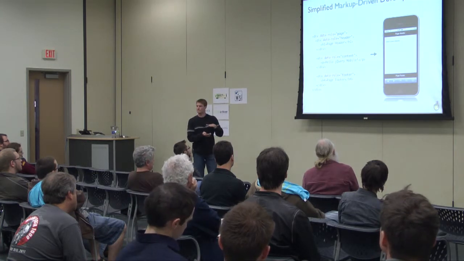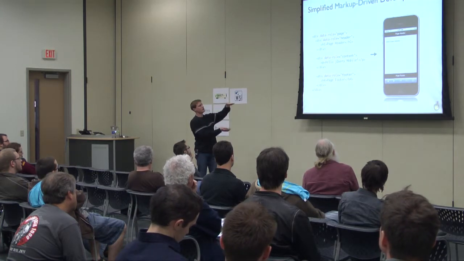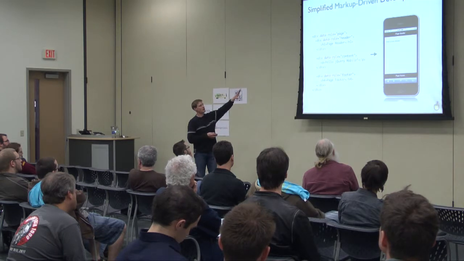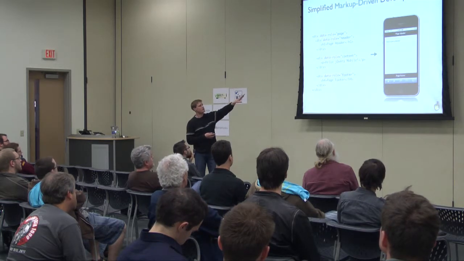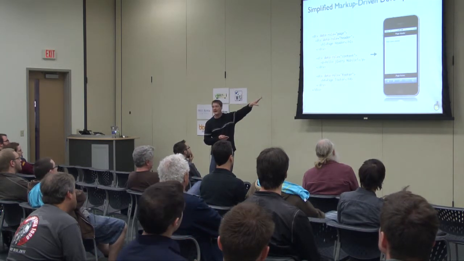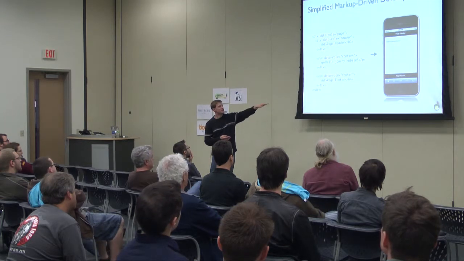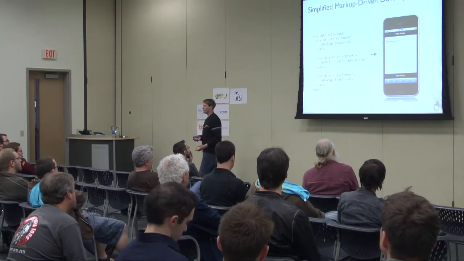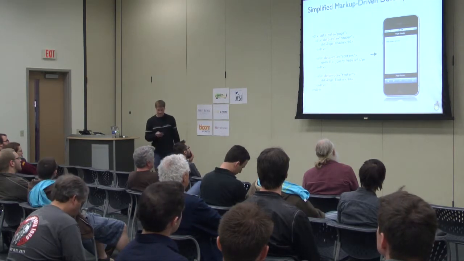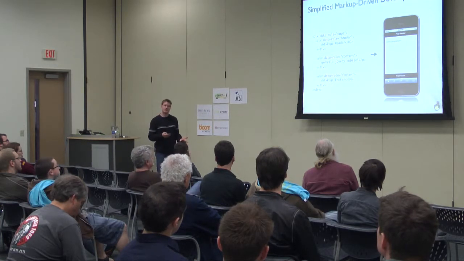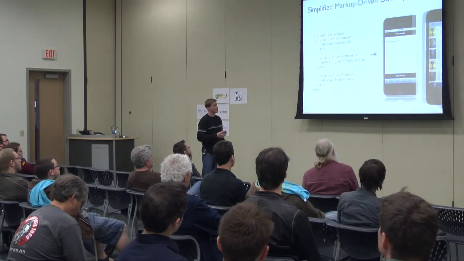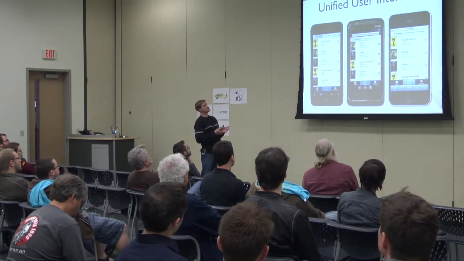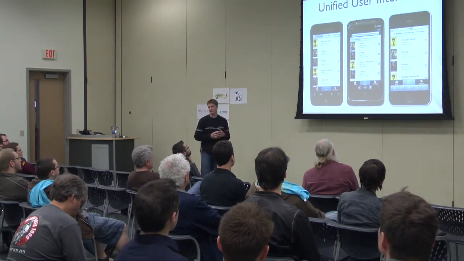jQuery Mobile will simply parse that markup, and where those data attributes are, it will enhance those. So for instance, the header is kind of header optimized, your content, and your footer. And we'll look at more examples of these as we go. But the point is it's simplified markup-driven HTML, which gives us a unified user interface.